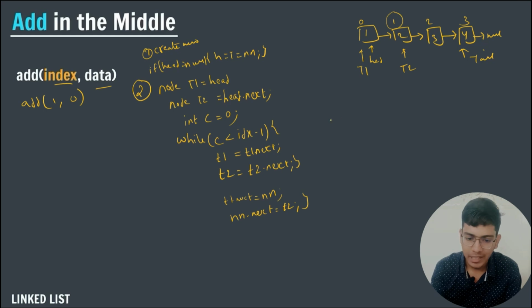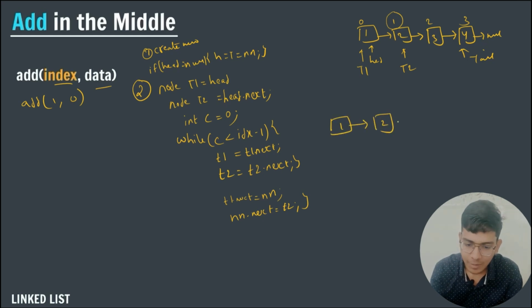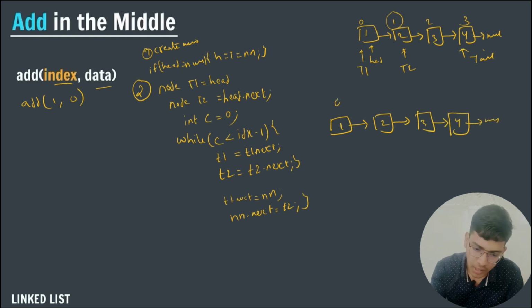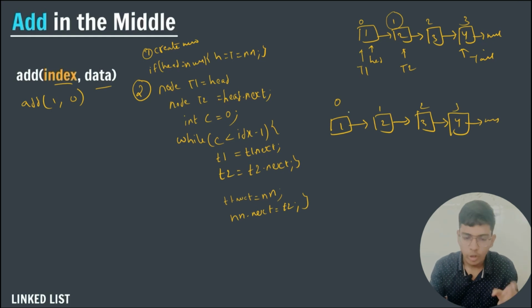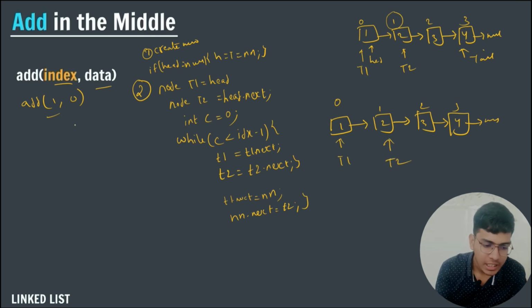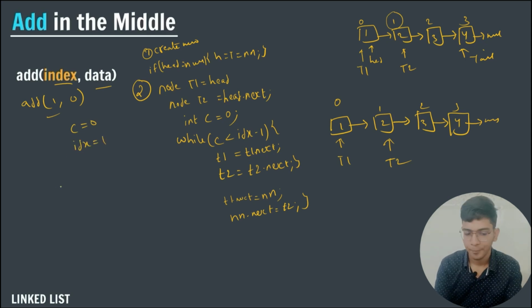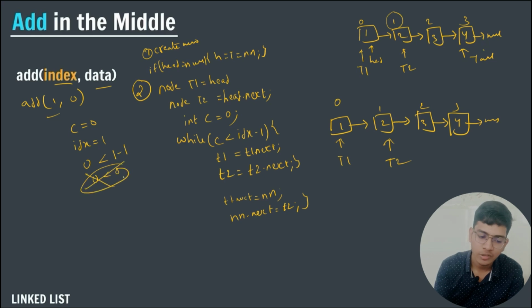Now let us see what is happening here. So this is my first element, second, third, fourth, and this is pointing to null, with indices 0, 1, 2, 3. I need to add my element at the first index. So this is my t1 and this is my t2. Now initially c is equal to 0 and the given idx is equal to 1. So the condition is 0 should be less than 1 minus 1, that is 0 is not less than 0. The condition is false, so I will come out of the loop.